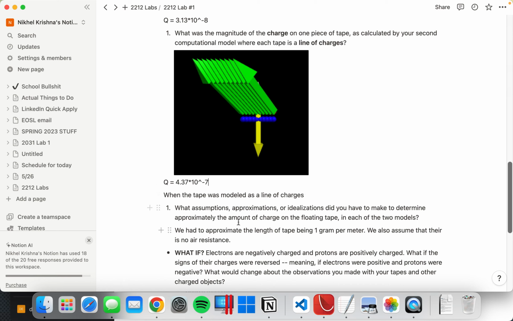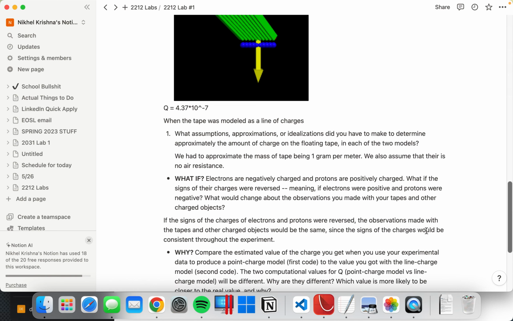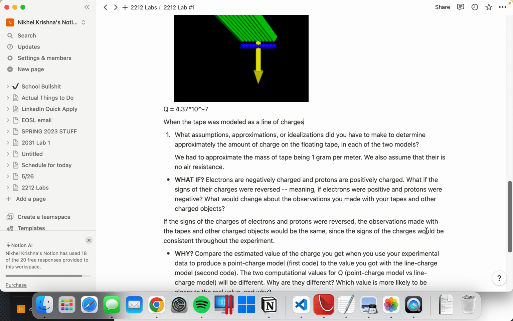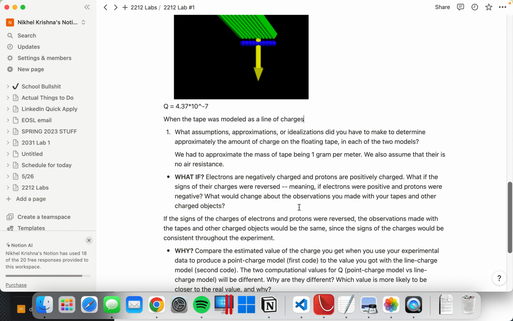So in our first model, we assume that the tape is a point charge, which is probably the biggest assumption of that. We also approximate the mass of the tape to be 1 gram per meter, and we also assume that there's no air resistance. So if the signs of the electrons and protons were reversed, nothing would really change with the observations because given Coulomb's law, the signs would simply reverse and stay consistent throughout the analysis of our experiment.